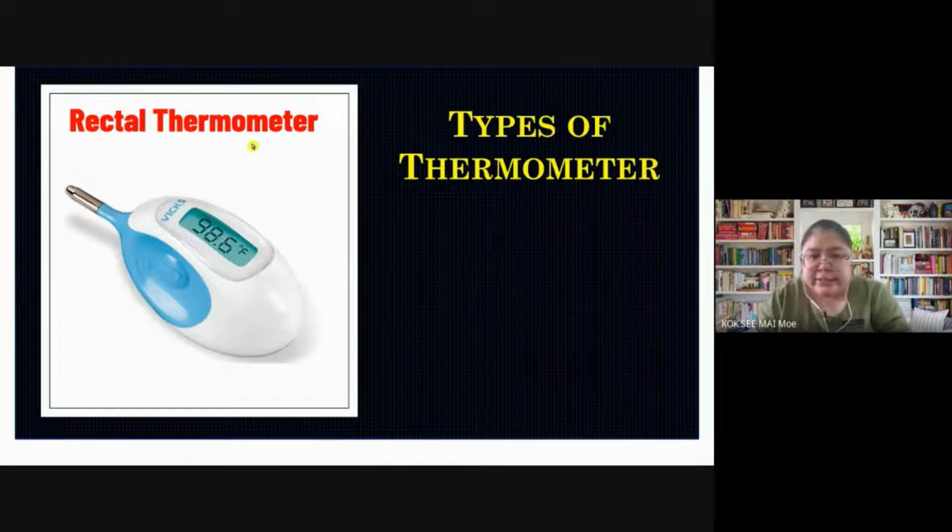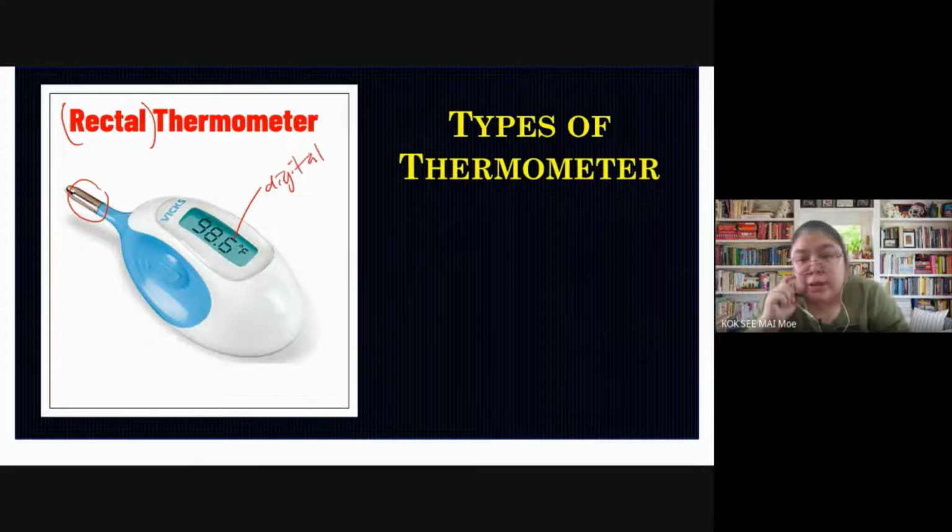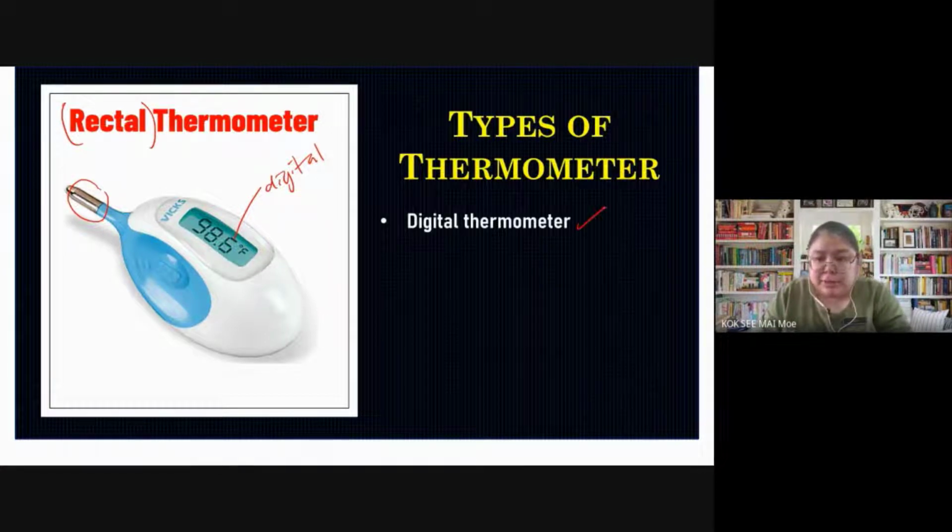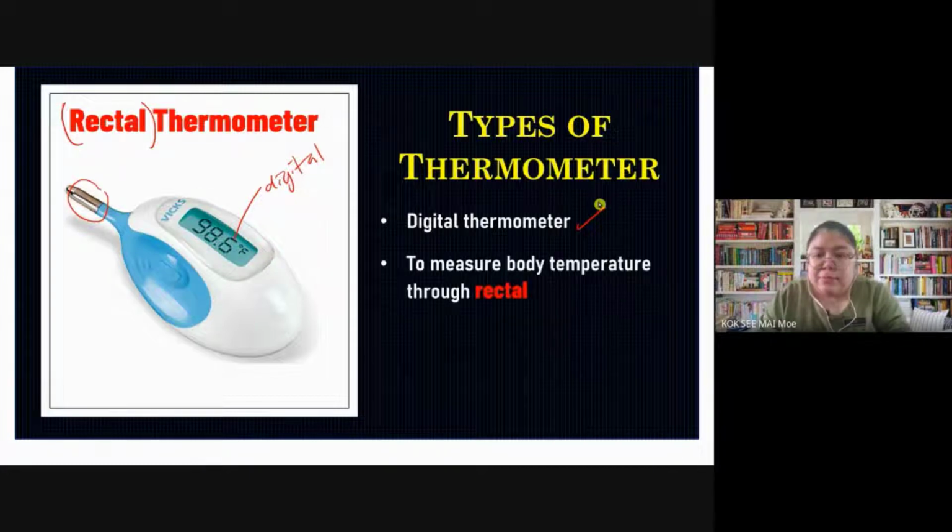The third one is the rectal thermometer. I think this one we seldom see. The rectal thermometer has a very short nozzle. After this, it is digital, so it can straightforwardly tell you the reading of the temperature. Normally a digital thermometer, used to measure body temperature through the rectal. Rectal is where? Rectal is behind your backside, the bottom there.